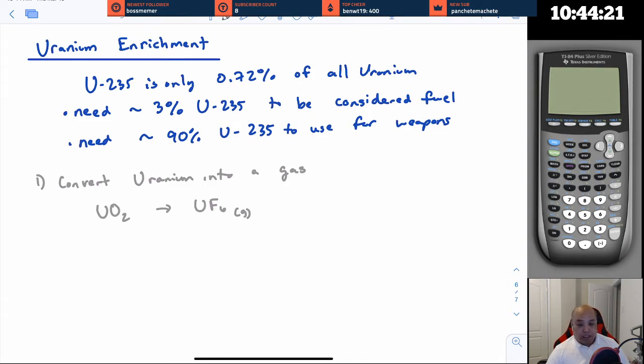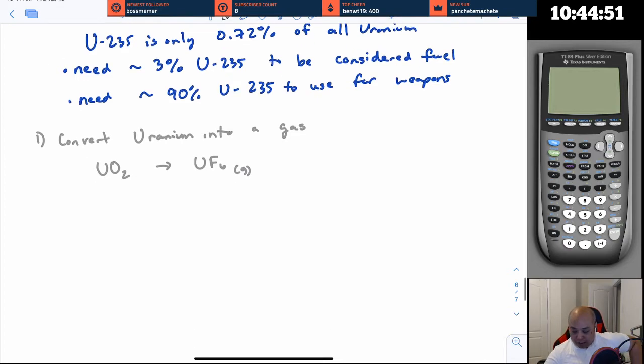Okay. And so converting that here requires a couple different steps, but we're not going to necessarily get into that too much here. You just need to know that it converts from UO2 using hydrogen fluoride gas to produce that. I don't think you need to know that reaction for this, and so we won't go into the details here. But we do want to talk about the fact that they have different characteristics.